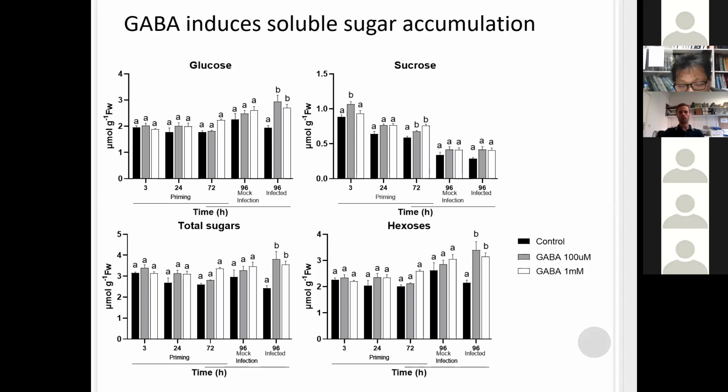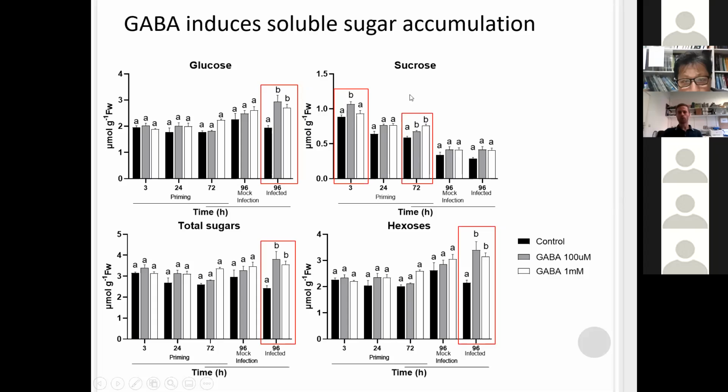So what we found was after treatment with GABA, glucose and fructose were not significantly affected by GABA directly, but after infection, we found a significant increase in the glucose levels. But the most interesting part here is that sucrose levels increased after treatment directly through GABA. There were some temporal increases at 3 hours and 72 hours, suggesting that we have some sucrose signaling events occurring. And these sucrose signaling events are usually associated with the production of stress-related compounds, like anthocyanins and secondary metabolites, to prepare the plant for subsequent infection.